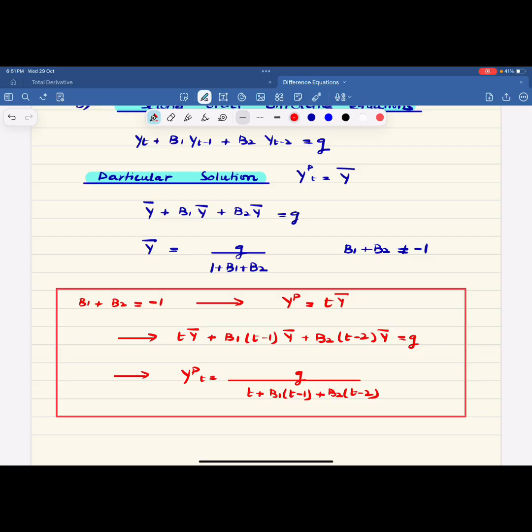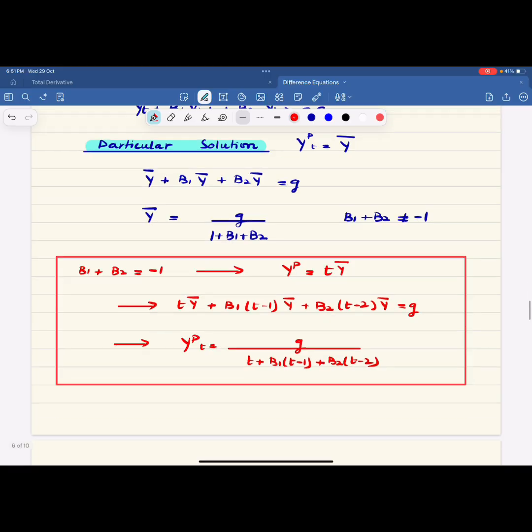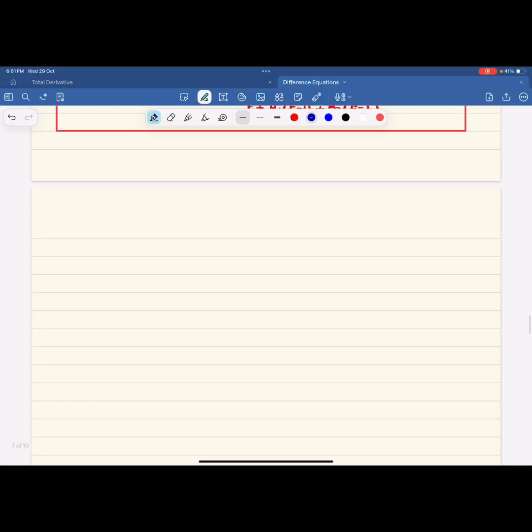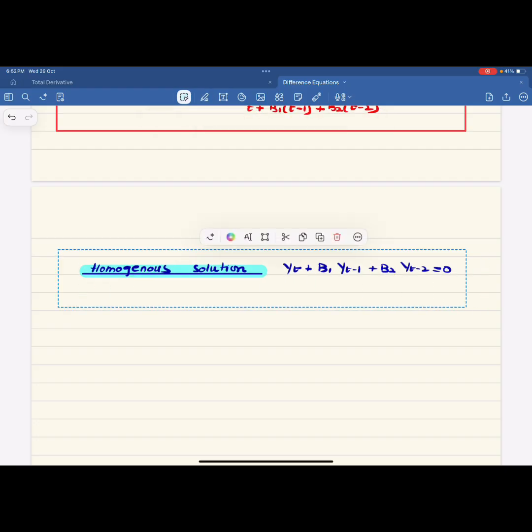Okay, coming back to the homogeneous solution. The homogeneous solution is the solution of the system when this equals 0. So the solution to this system is known as the homogeneous solution.